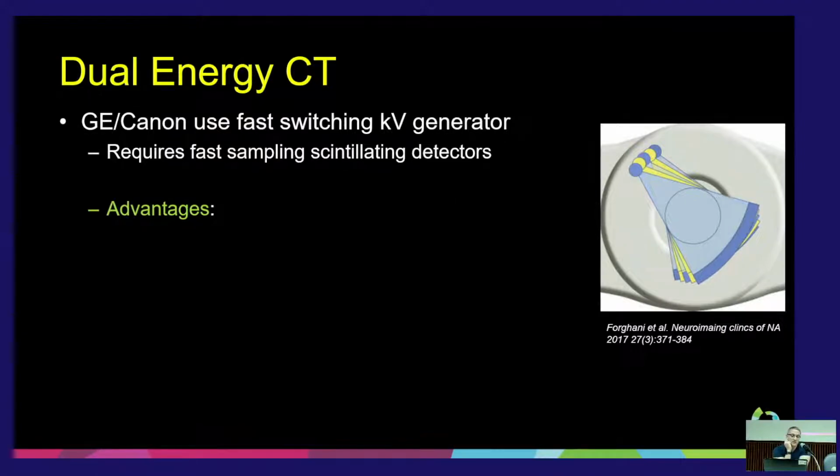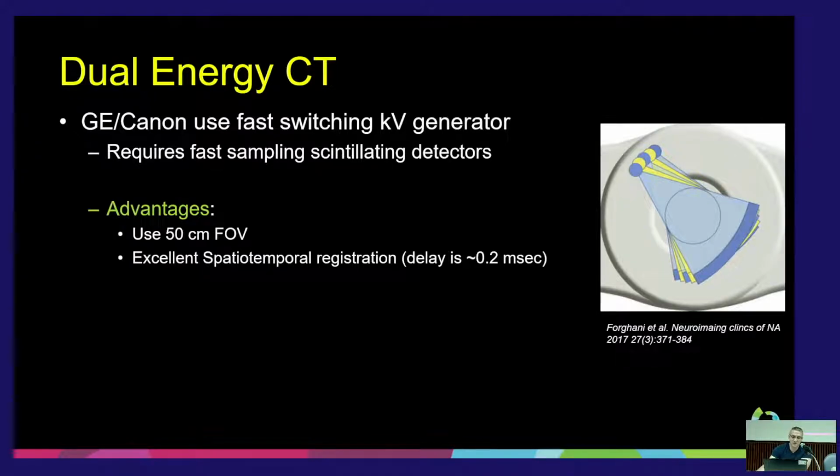The other, more common one is what's called fast switching. So now what's going to happen for your GE and newer Canon scanners is, as the X-ray tube spins around the body, it's going to quickly go from high to low, usually jumping between 80 and 140 kV. The advantage of this is that because it's only using one tube and one detector, you can use the full 50 centimeter field of view, so there are no limitations.